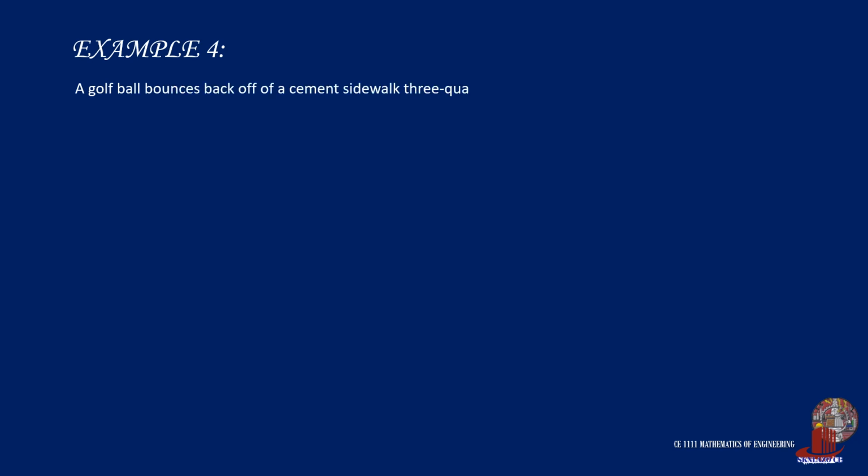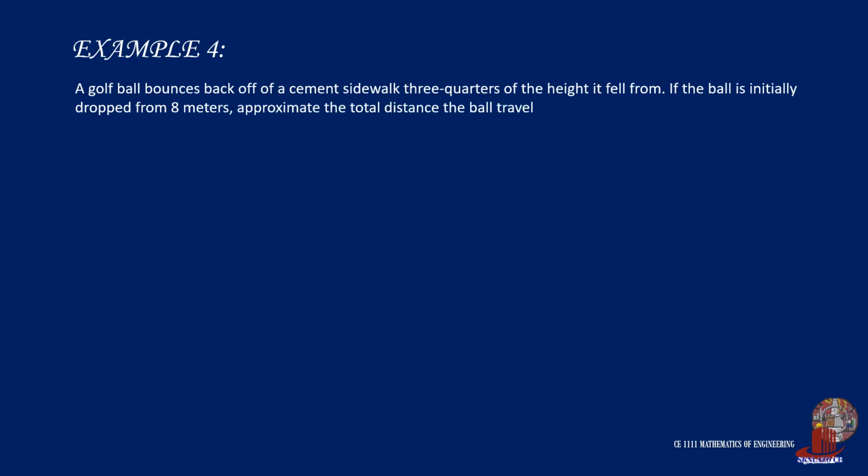Example 4 is a word problem which states a golf ball bounces back off of a cement sidewalk 3/4 of the height it fell from. If the ball is initially dropped from 8 meters, approximate the total distance the ball travels. From this statement, a is 8 and r is 3/4. The number of bounces is undefined, thus the series is taken from the formula of infinite sequence. Placing all values for the variables, S sub n is 8 all over 1 minus 3/4, and that is 32.